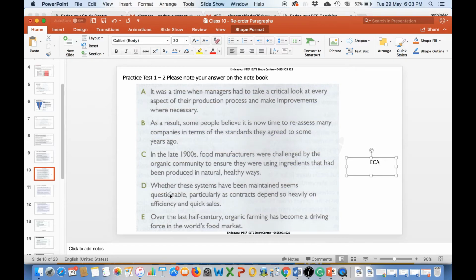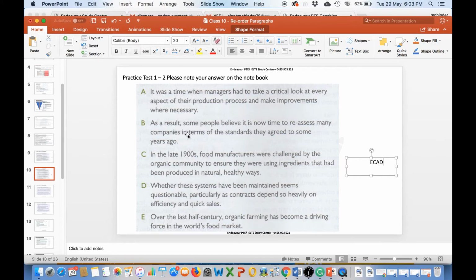And then you have "these systems", so they are saying these systems. Which systems are they making reference to? A critical look at every aspect of the production process and making improvements where necessary. This system, the production process and making improvements, this is the system they are talking about. So you would have D next.